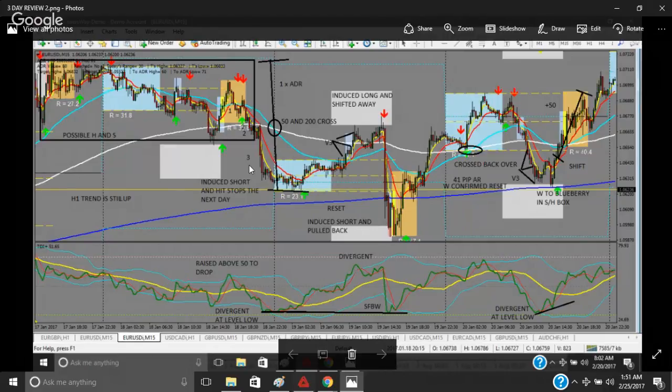Go into consolidation. They induced some people to take positions here. They got some people to go short. And what ended up happening? They go into chop. Okay, they go into chop. Pull back. And they go back up here. Hit your stop loss.